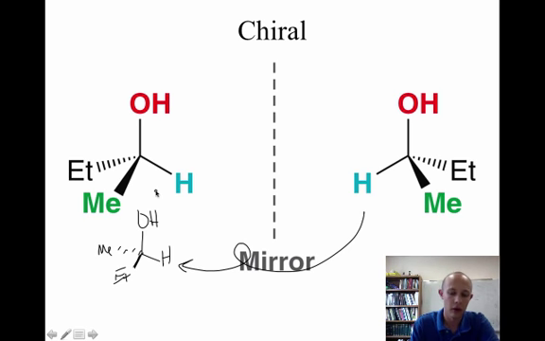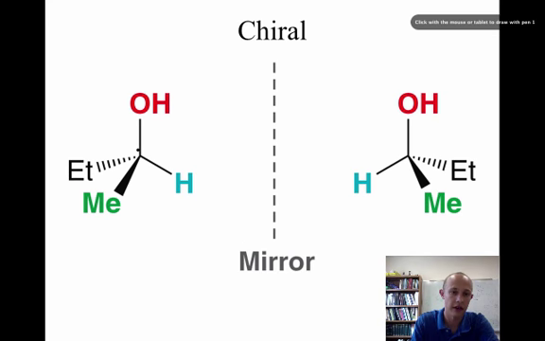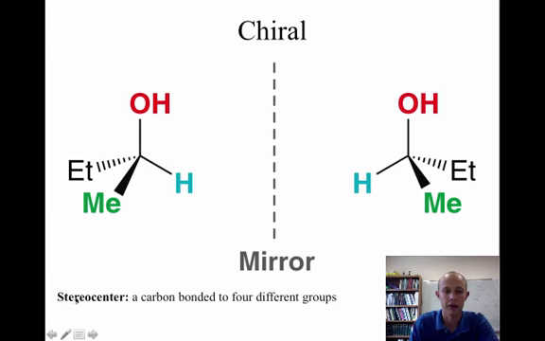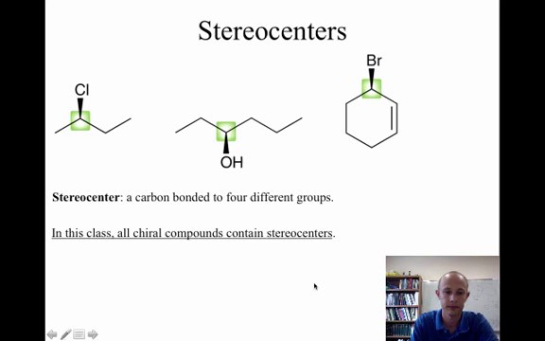And one thing that we're going to notice is that in this class, especially, chiral compounds are going to possess a stereocenter, which is a carbon that's bonded to 4 different groups. So this is called a stereocenter, meaning that it's a carbon that's bonded to 4 different groups. That's going to make this compound chiral in this particular case. A stereocenter, we're going to define that as a carbon bonded to 4 different groups.